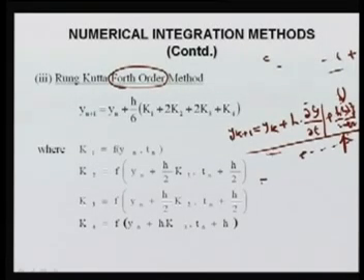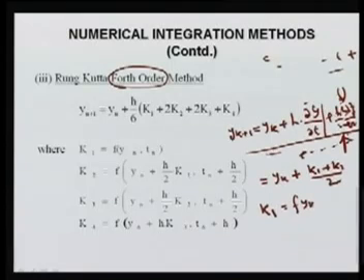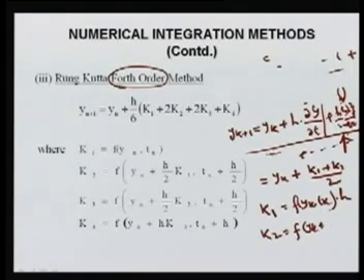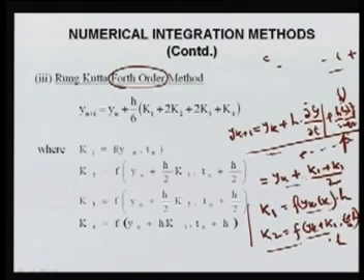We can write this as yk plus k1 plus k2 divided by 2, where k1 in this case will be nothing but f of yk and tk, into h, and k2 will be f of yk plus k1, at t plus h, tk, into h. So these two values are used here, and this is called the second order Runge-Kutta method.